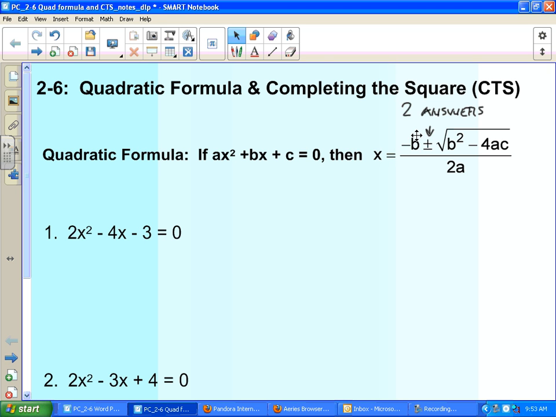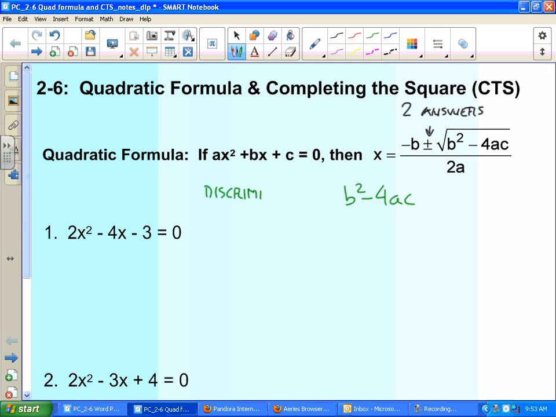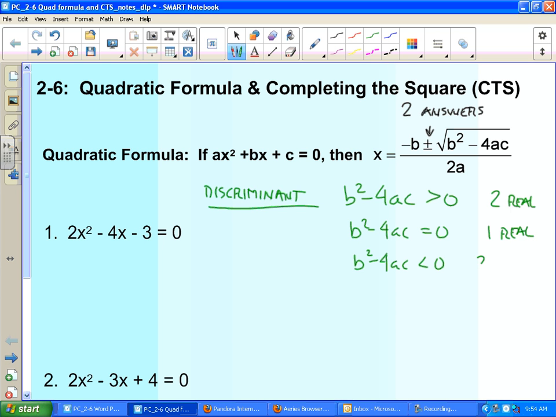Now, back to the discriminant thing, the b squared minus 4ac. Discriminant. If b squared minus 4ac is bigger than 0, you're going to have two real answers. If b squared minus 4ac is equal to 0, you have one real answer. And if b squared minus 4ac is less than 0, then you have two imaginary answers, or complex. So you can tell a lot just by the b squared minus 4ac. And it's not square rooting, it's just b squared minus 4ac, whatever that number tells you. A lot of information.